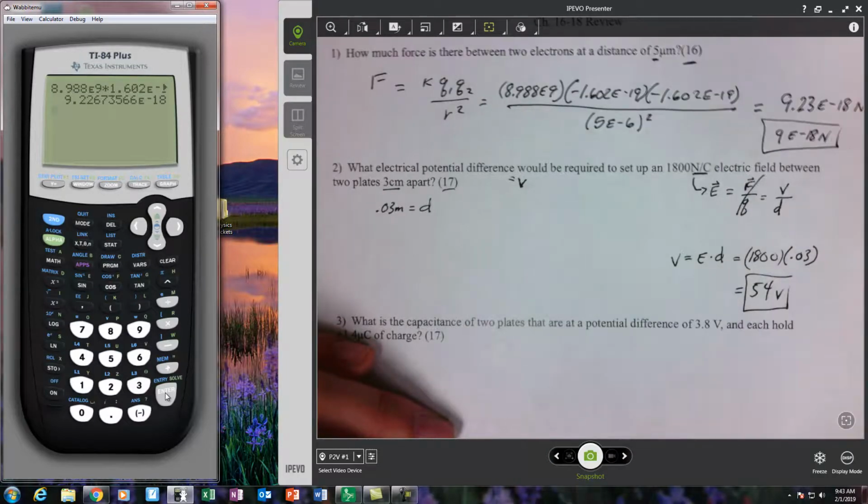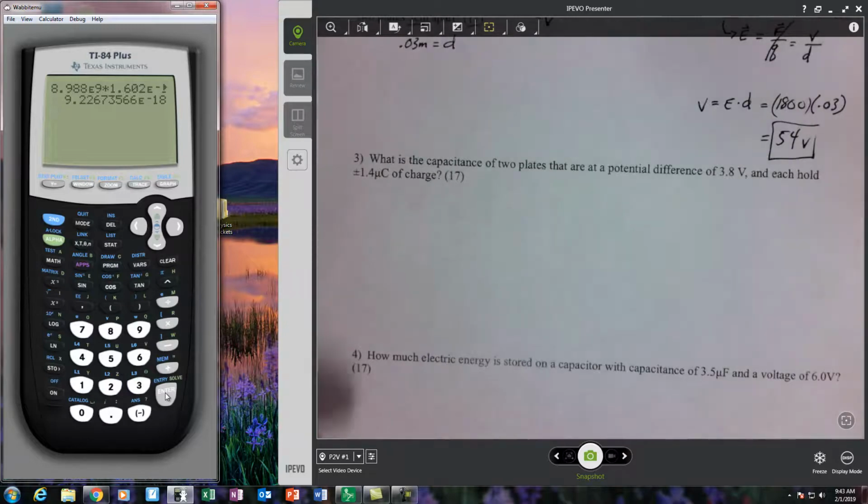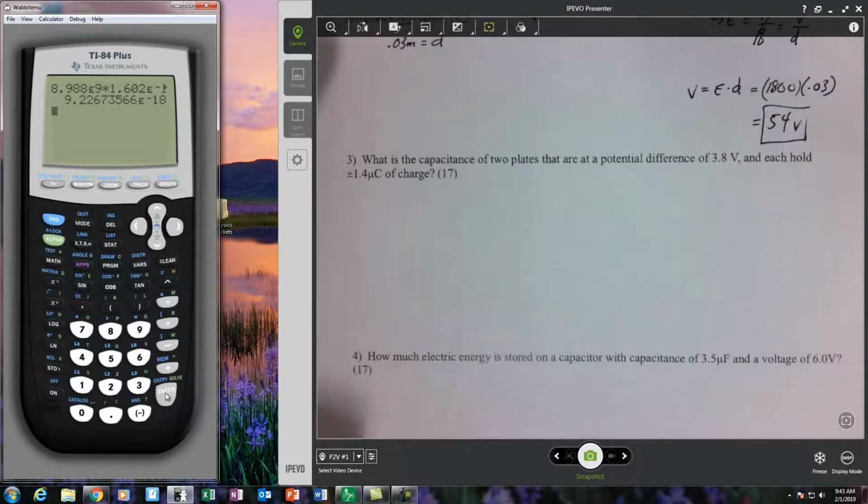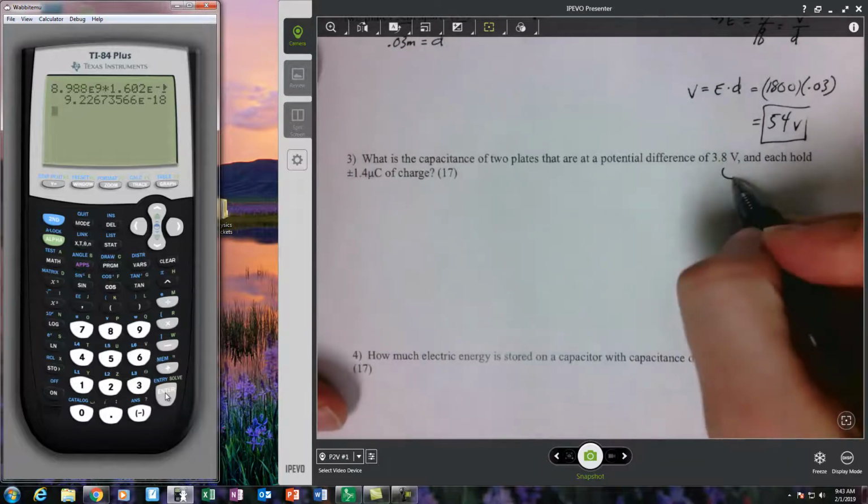Okay. All right, question number 3. What is the capacitance of two plates that have a potential difference of 3.8 volts and each hold plus or minus 1.4 microcoulombs of charge? Well, if I'm looking here, this would be our voltage.